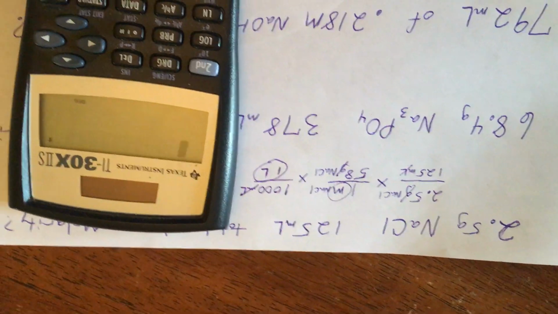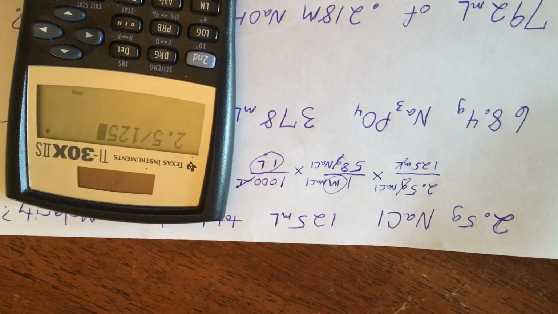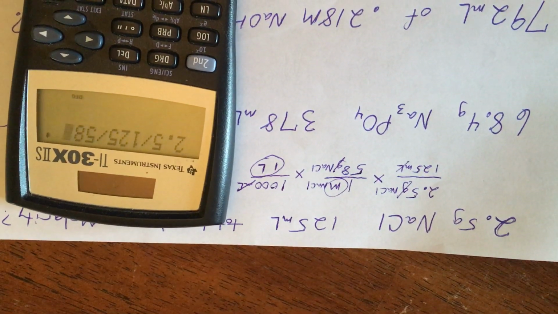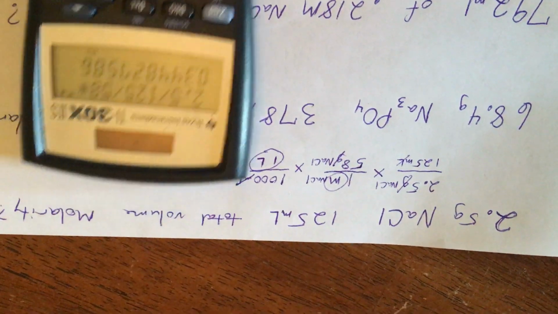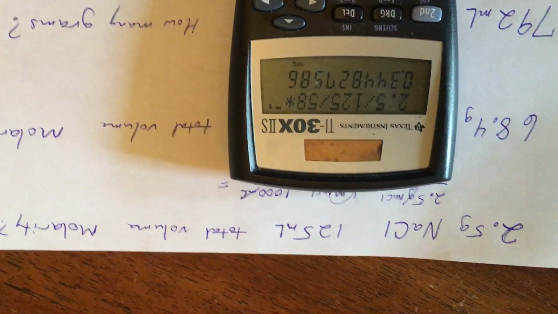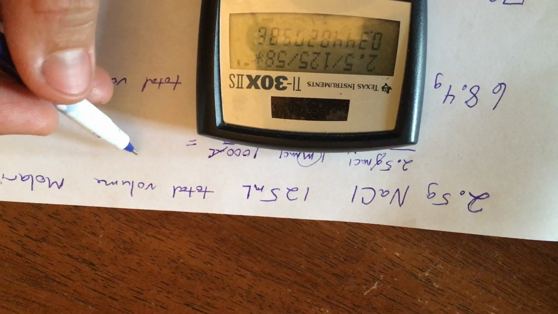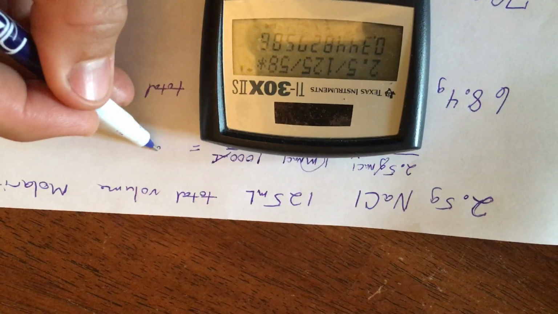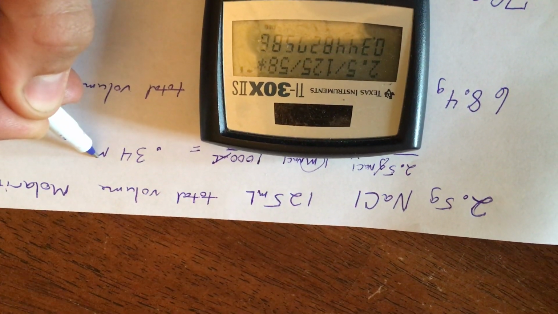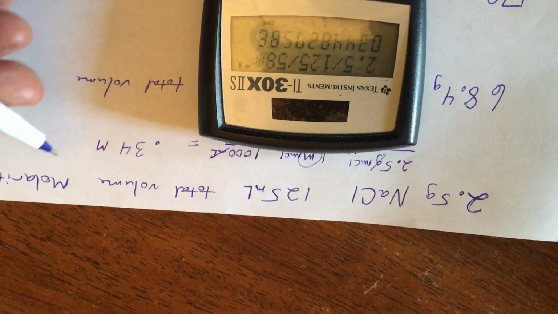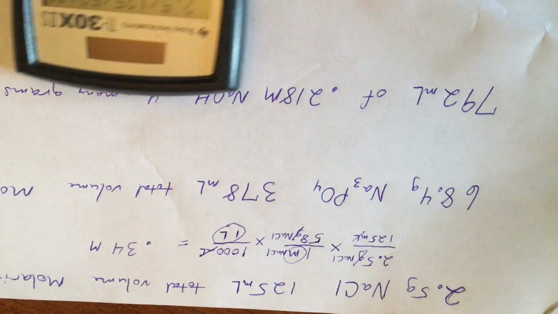I don't like that. Let's do it again. 2.5 divided by 125 divided by 58 times 1,000. And that's going to give me a molarity of... I got 2 sig figs in my original measurement there, so I'm going to go 2 here. How about 0.34 molarity? Hopefully that's what you got. You got an answer key or so forth.